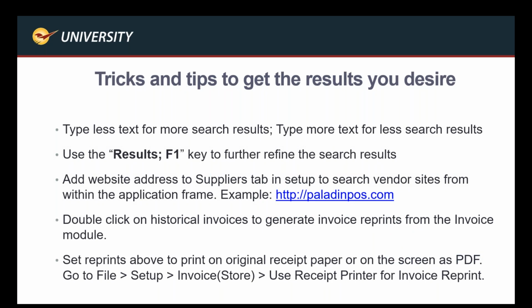So here's some tips and tricks to get the results you desire in the advanced lookup. Less is more. The concept behind that is, if I just type hammer, I can get a whole bunch of items that have a hammer in the description. But let's say I type hammer 16 ounce, obviously then it's going to be a little bit more refined and look for that specifically. So if you want a broader search, type in less. If you want more refined results, obviously type in more with more detail. So that's kind of how that works with the advanced lookup.